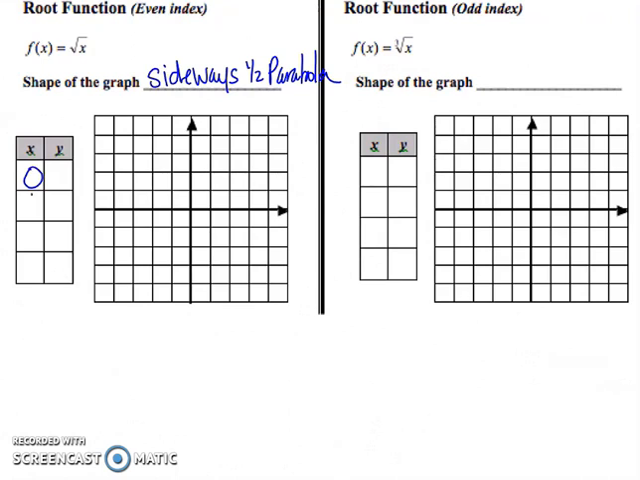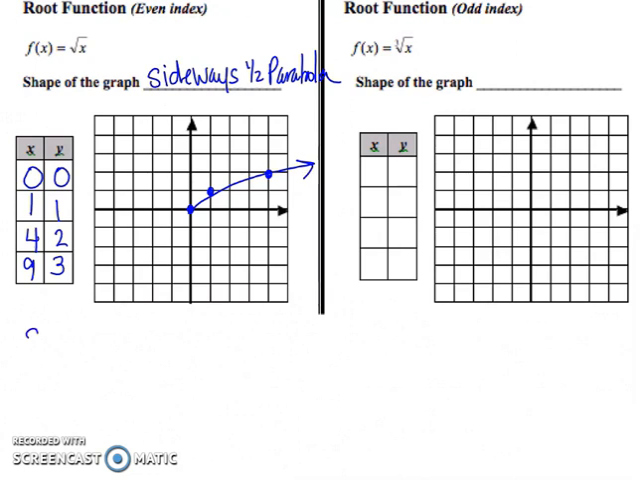So I'm going to choose 0, 1, 4, and 9. I chose those x values specifically because they're perfect squares, so when I take the square root of them, I'm going to get nice numbers here. And the square roots of all those numbers are 1, 2, and 3. So when I plot these points, I've got 0, 0, I've got 1, 1, I've got 4, 2, and then 9, 3 would be off my graph. So you can kind of see that's my sideways half parabola there.